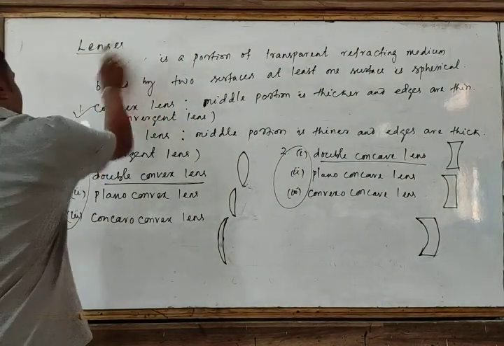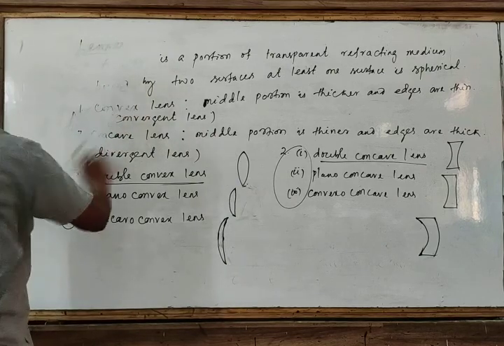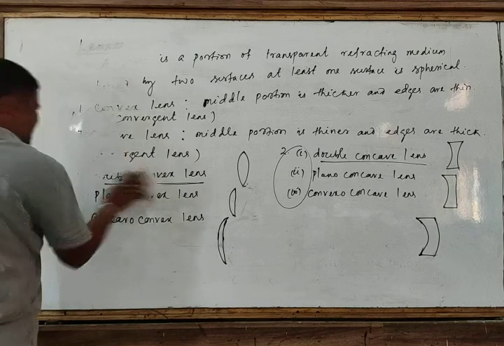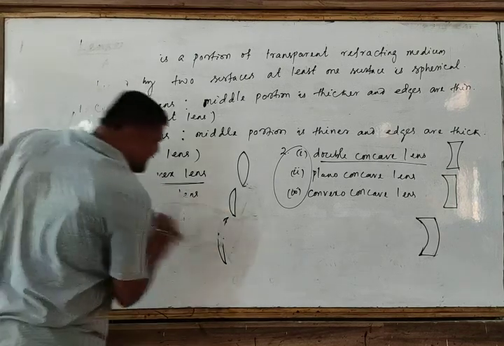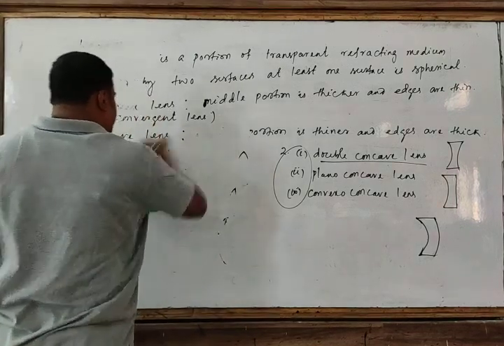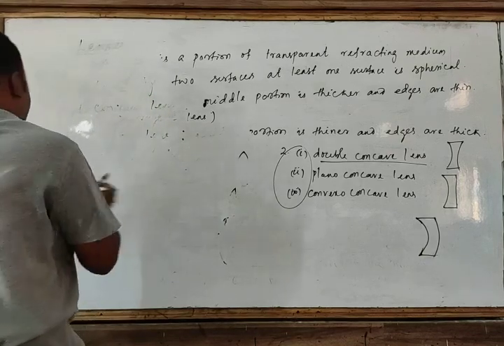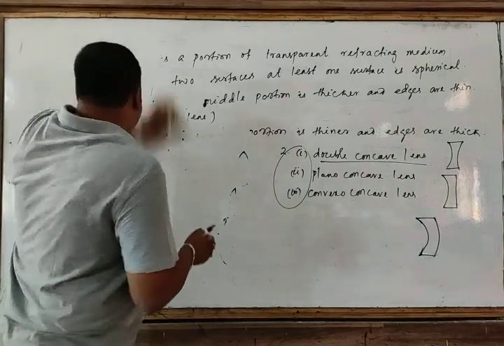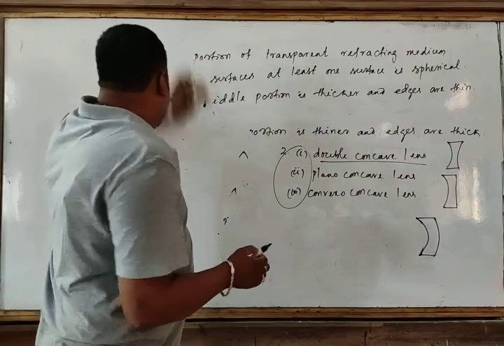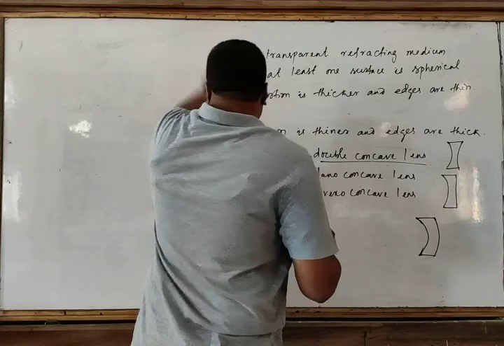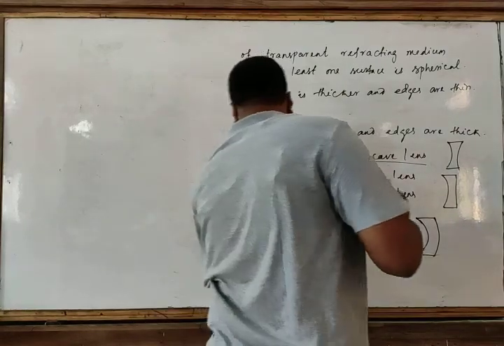Okay. Now, before I go to the lens part, next we will discuss some terms associated with the lens. One of the commonly used terms for a spherical refracting surface is called the pole. Pole means it is the middle portion of the spherical surface.